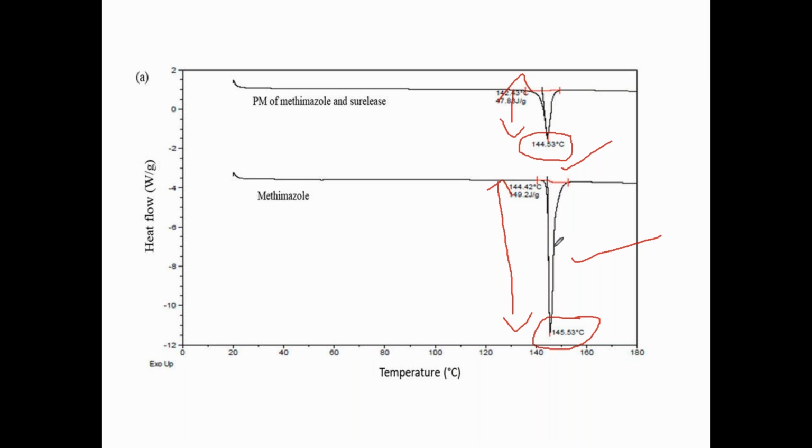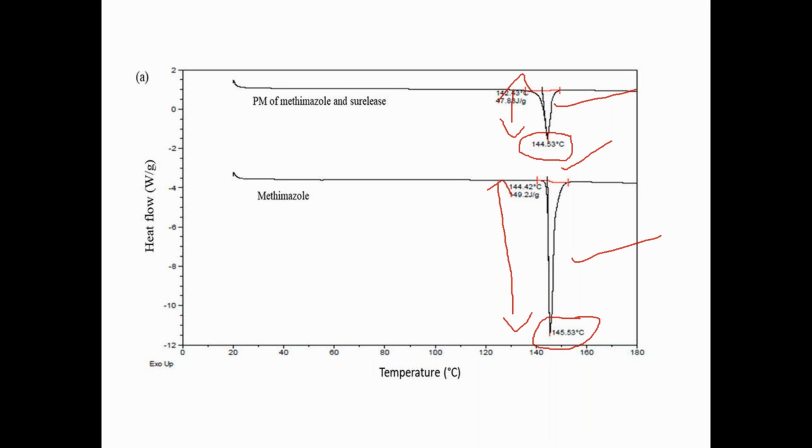That indicates that the melting point is not changed because they could observe the peak almost in the same position even when mixed with the excipient, right? Even after mixing with excipient, they could see the position of the peak retained near 145. But the only observation they could see was a change in the intensity of the peak. The intensity of the peak is reduced in the drug physical mixture.